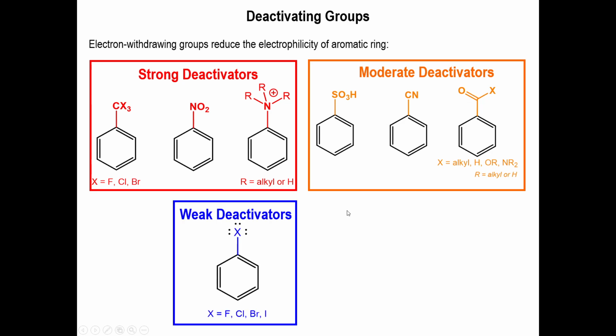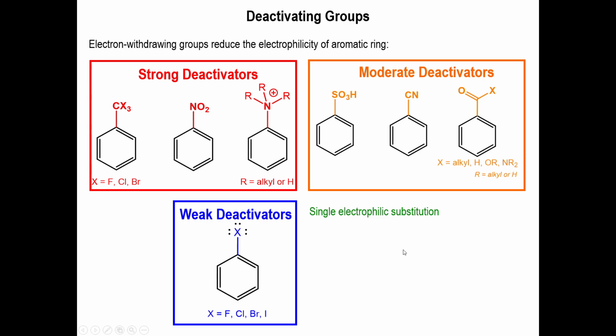Lastly, and this is kind of like the oddball of the list, the weak deactivators happen to be halogens themselves, fluorine, chlorine, bromine, and iodine. But the one big difference here is that unlike the other deactivating groups, these are the only ones that actually happen to have lone pairs on the atom directly bound to the benzene ring. Nothing else has lone pairs on the atom directly bound to the benzene ring.